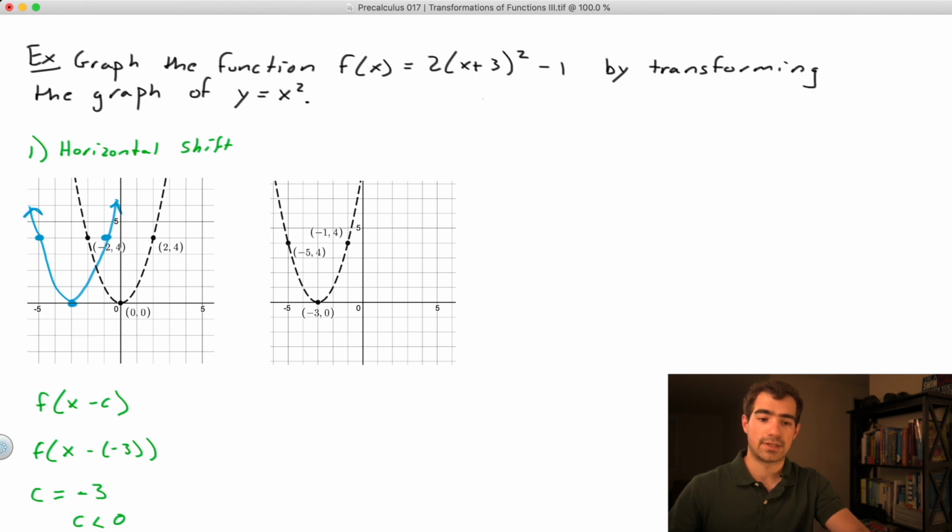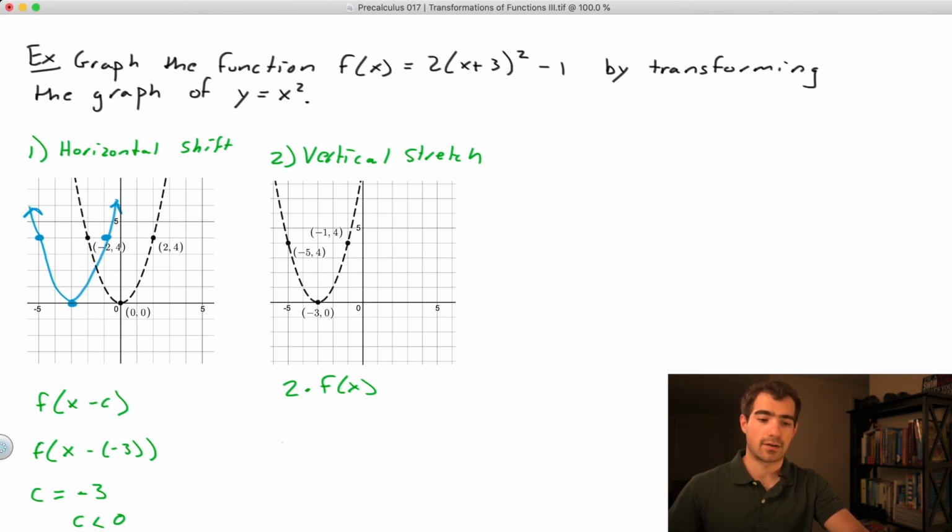In this case, we don't have one, right? We don't have any number multiplying by x, so we don't have one here. Leading us to our third step, which would be the vertical stretch. And so next we'll look at a vertical stretch, which in this case is represented by 2 times f of x, right? We have 2 times our quantity squared. So that means we're going to be stretching this vertically by a factor of 2.